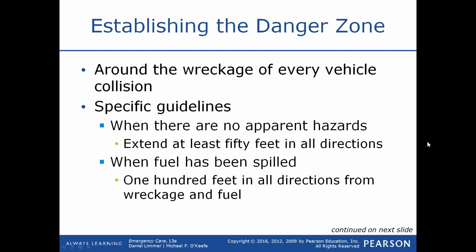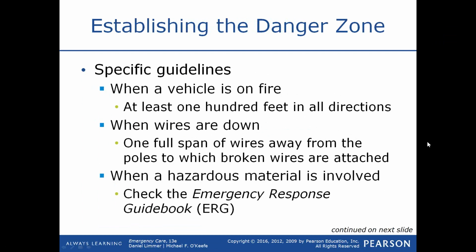And when fuel has been spilled, then we need like 100 feet in all directions from the wreckage, and the fuel is considered a danger zone. When a vehicle is on fire, you need to be at least 100 feet in all directions from the vehicle fire. When wires are down, you need to be at least one full span of wires away from the poles to which the broken wires are attached. So you need to be far enough away to the next pole away from where the wires are detached.